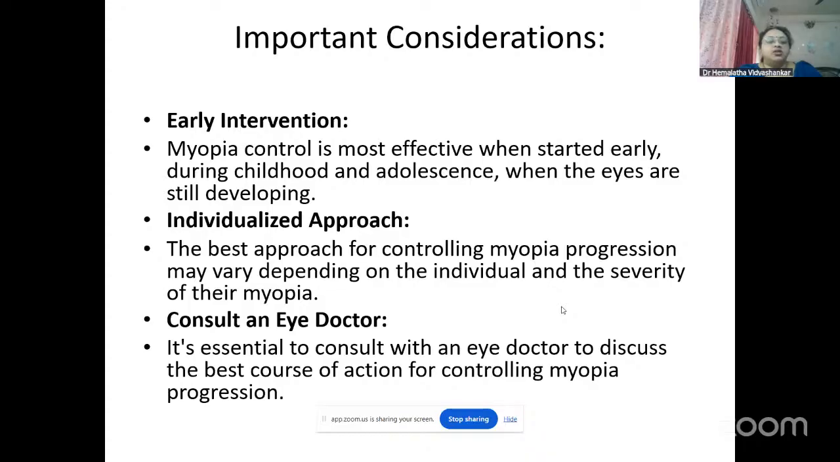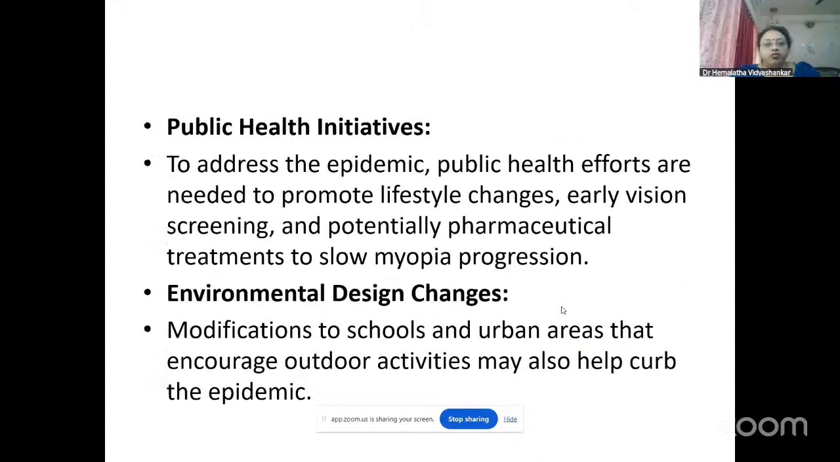So the important considerations are we need to do early intervention and we have to start as early as possible to prevent myopia progression. Every technology may not suit every child, so we have to do trial and error and see which technology suits which child. So frequent follow-up is necessary. And whenever there is an eye problem, the child's parents should bring them to the eye doctor to check for the various options for myopia control.